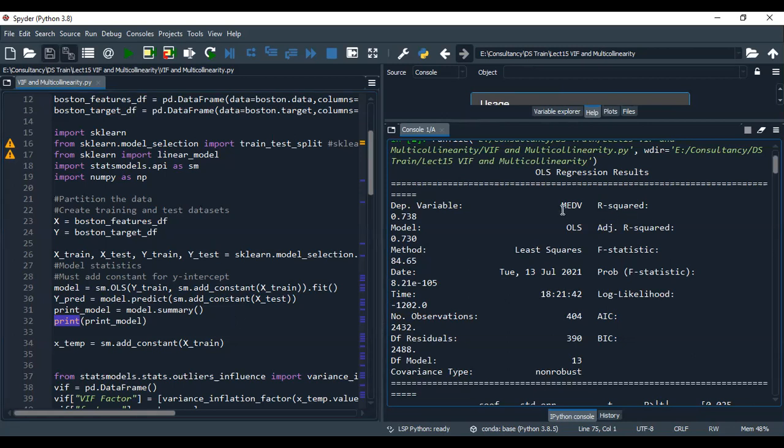On the top, it shows the dependent variable MEDV, method ordinary least square, and the R square value is 0.738.